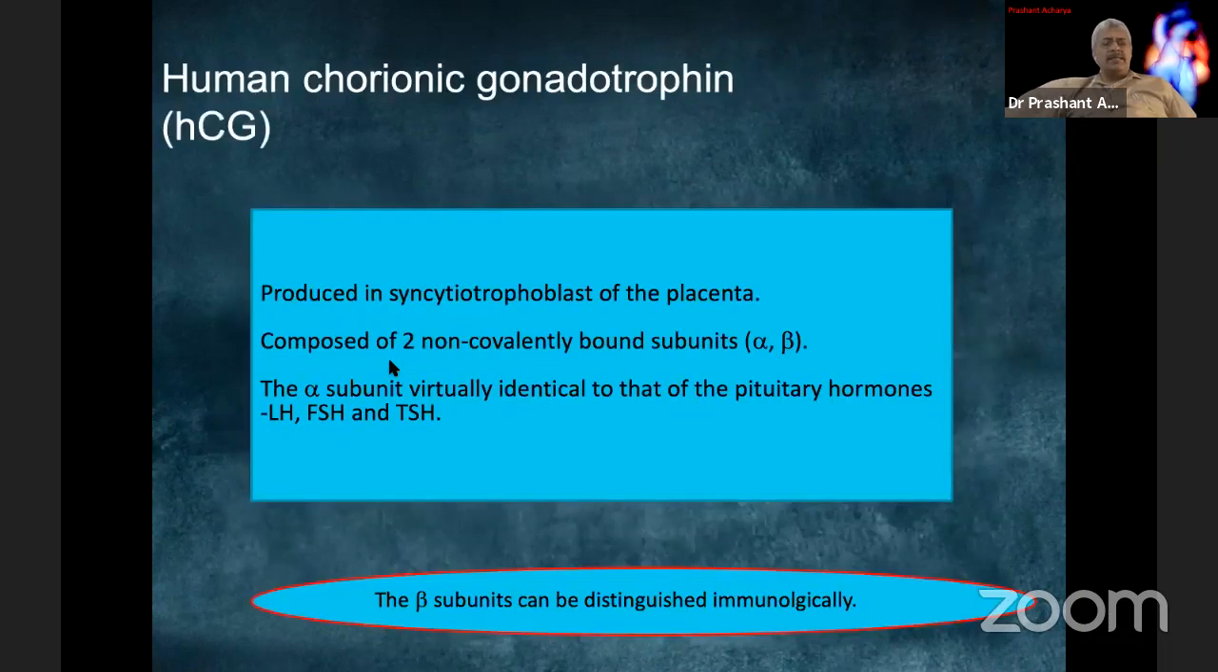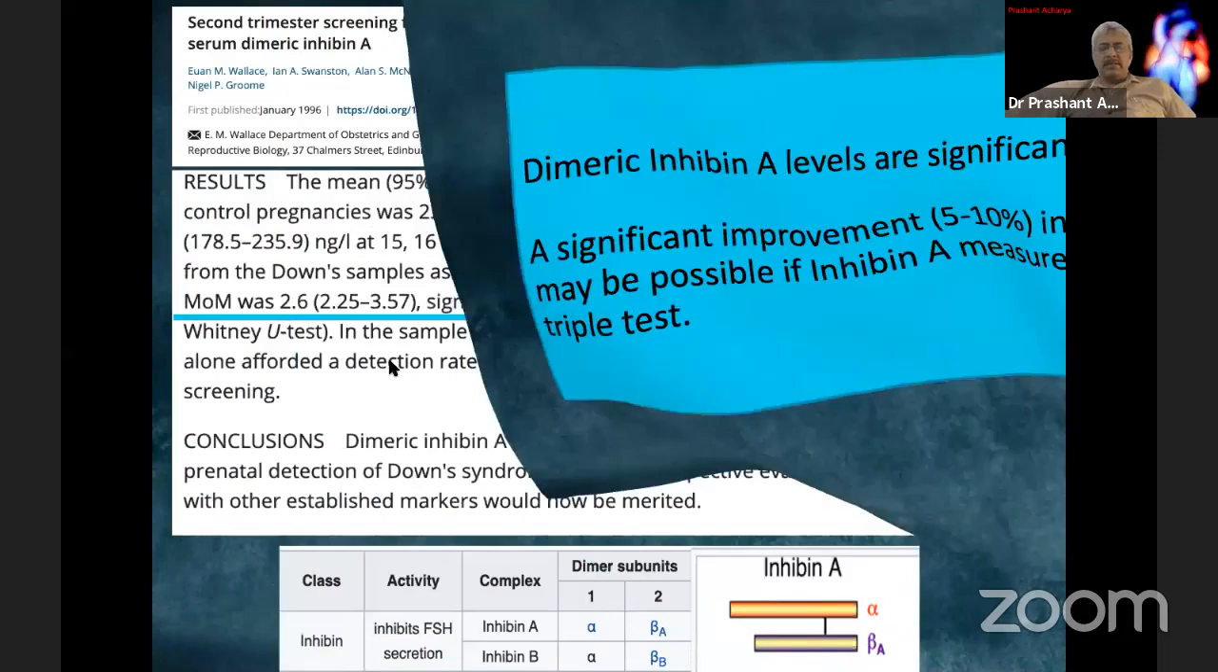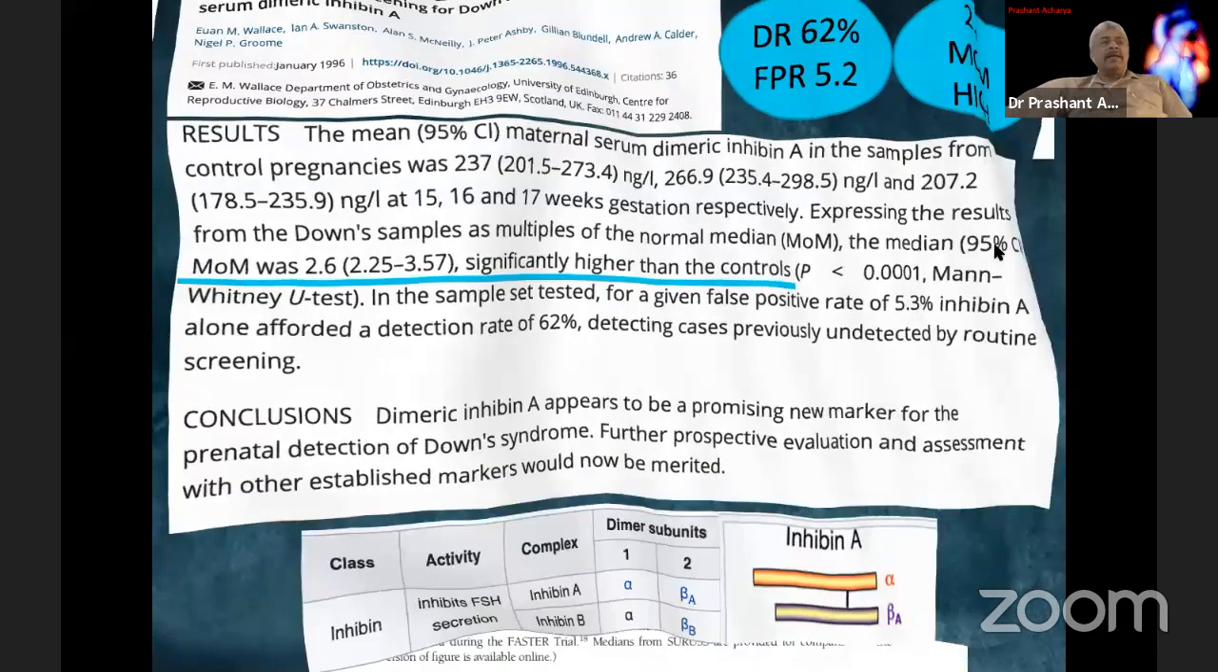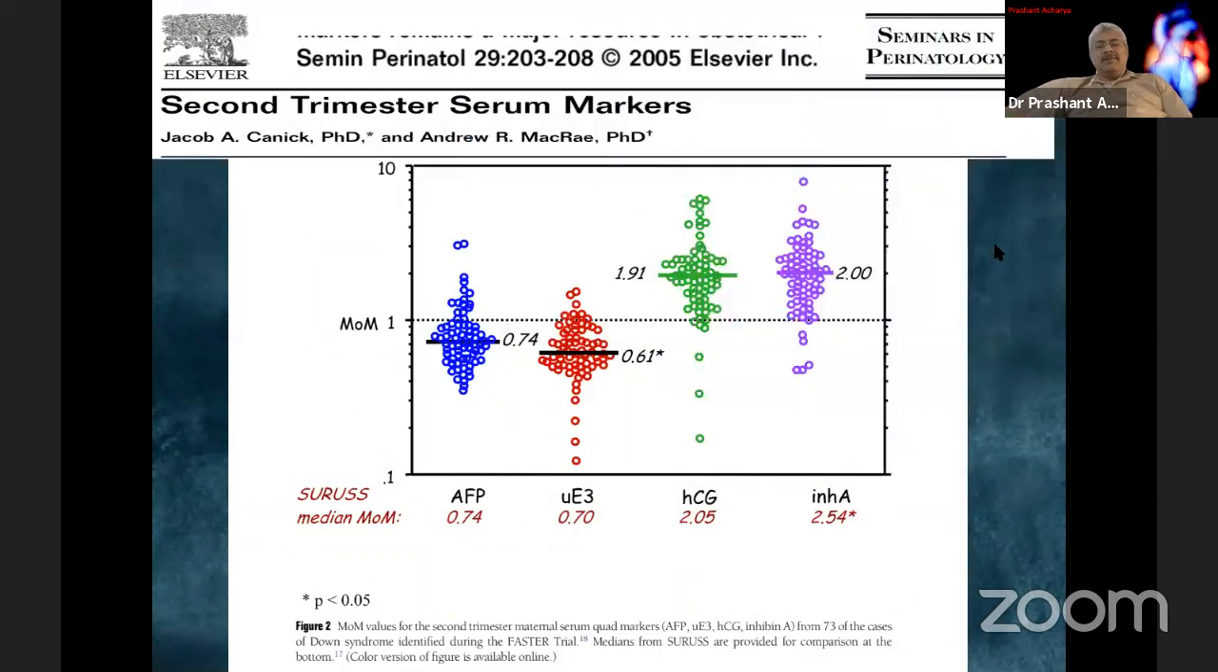So HCG, again, we have already discussed. Inhibin A has a detection rate of only 62% with a false positive rate of 5.2%. It increases by 2.6 MoM, so it is going to increase 2.6 times over the normal value. Inhibin A has two chains, alpha and beta, but I'm not going into structures because right now we are running short of time. And this is one typical graph in the second trimester.